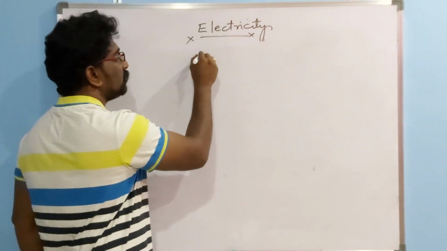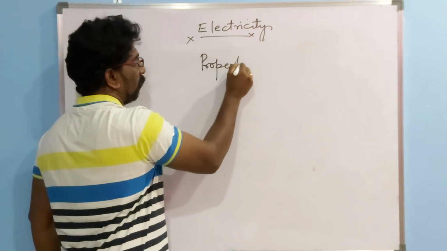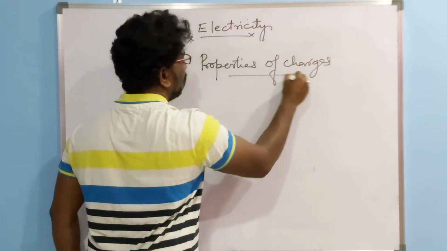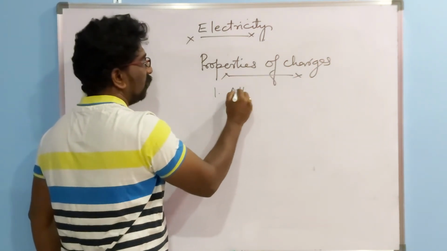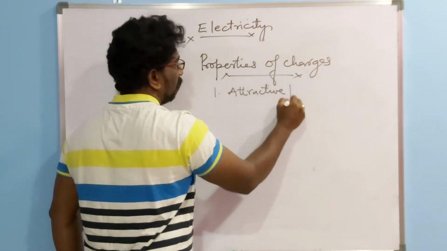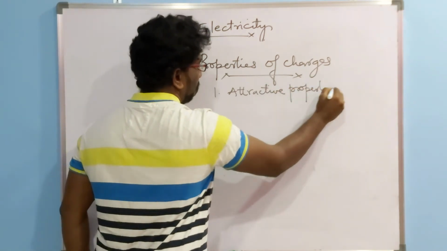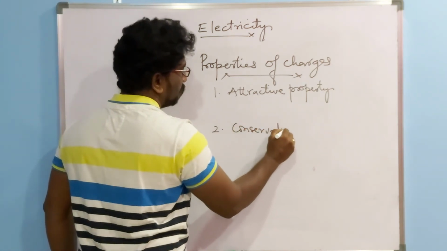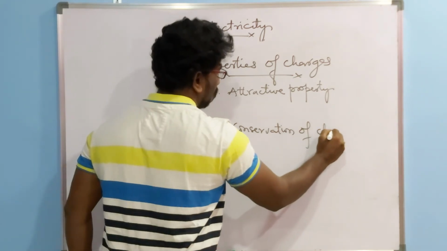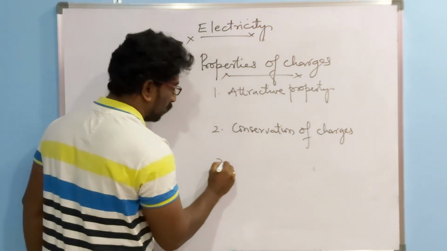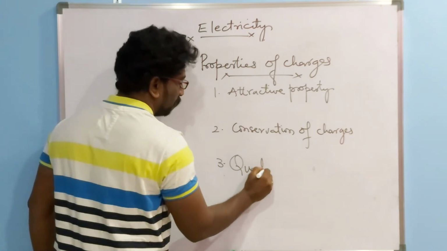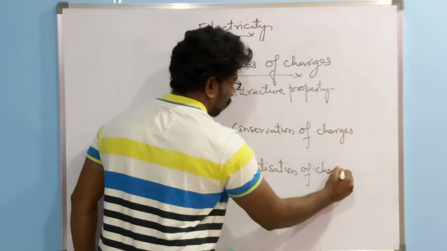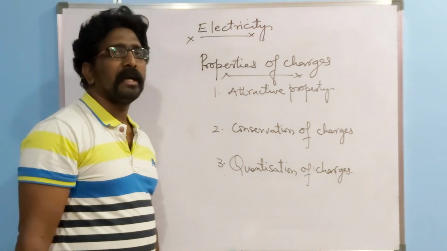Let us see now a few properties of charge. There are three different properties of charge. The first one is called additive property. The second one is conservation of charges. And the third one is quantization of charges.